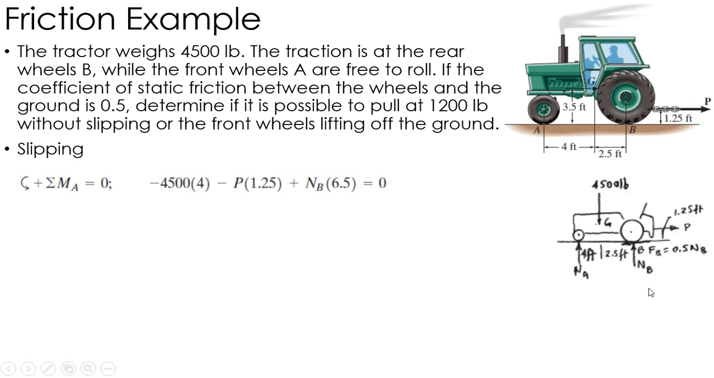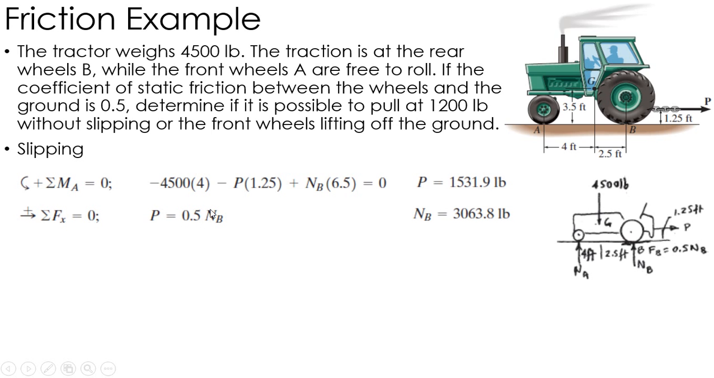Again, that's going to be negative. And then I have my normal force over at B, which is going to be 6.5 feet away, and that's going to create positive. Now, the normal force at A as well as the friction go right through point A. Now again, if slipping is occurring, my force at P is going to be at its maximum. So that's going to be mu s times N, which is 0.5 times NB. Those are the only forces in the x direction. So putting it to that limit, I know that P equals 0.5 NB.